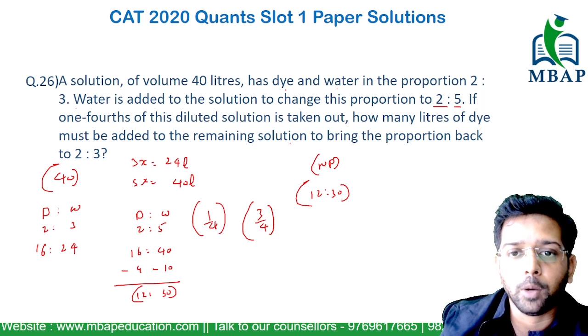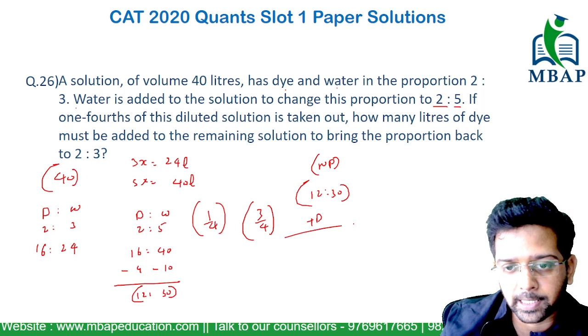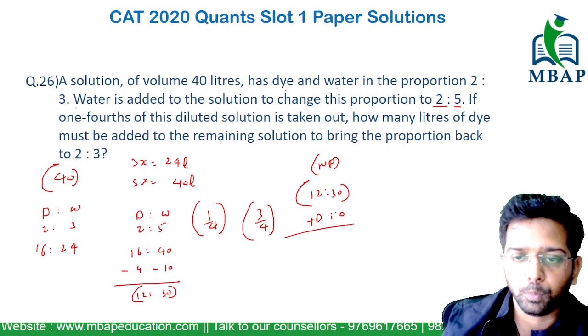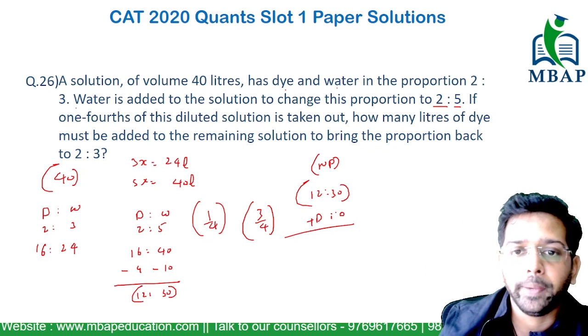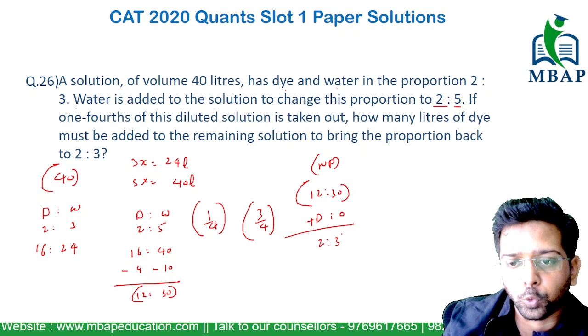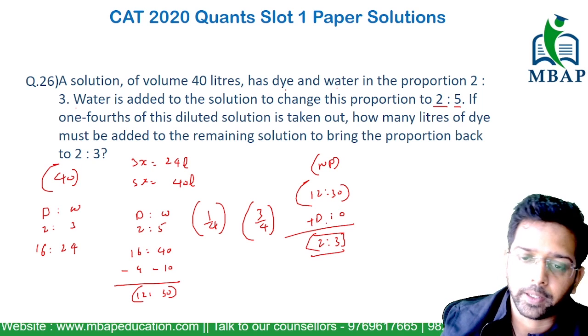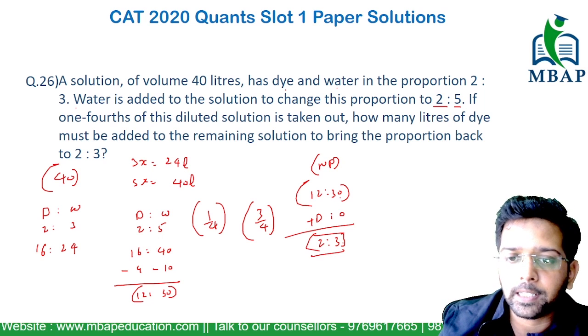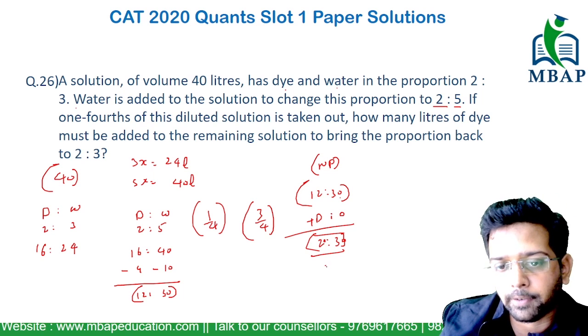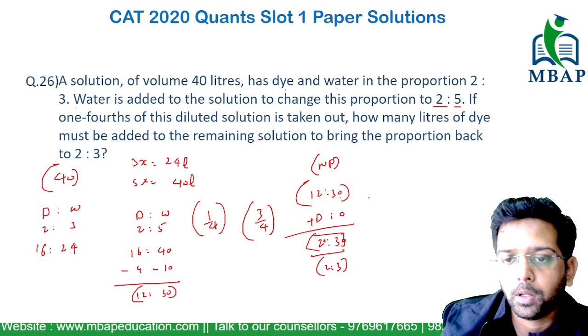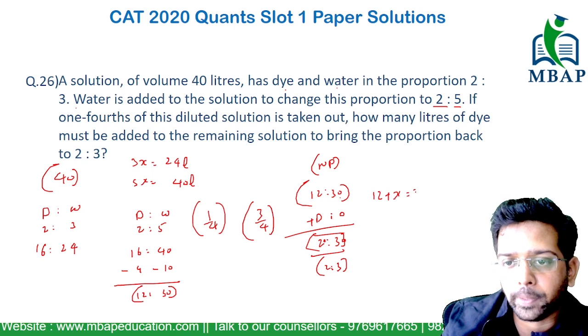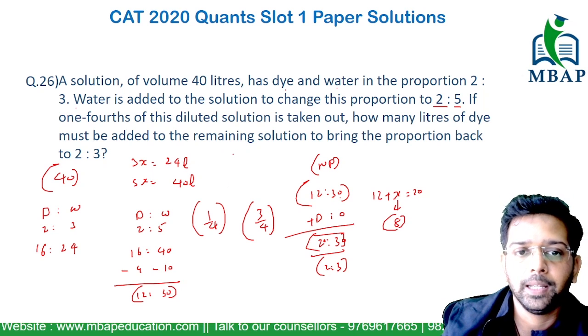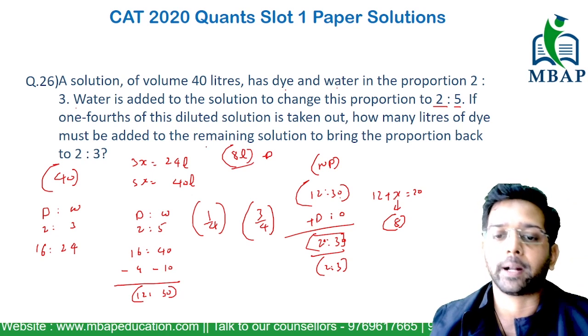Now the question says, how much dye has to be added? Here dye is getting added. Water is 0 because water is originally 30. So make the final proportion go back to 2:3. Now 30 is 30, so dye should become 20 to make the final ratio look like 2:3. So 12 has to be added by what to make it 20? It's a simple question. The value of x has to be 8, which means 8 liters of dye has to be added to make the final proportion go back to 2:3.